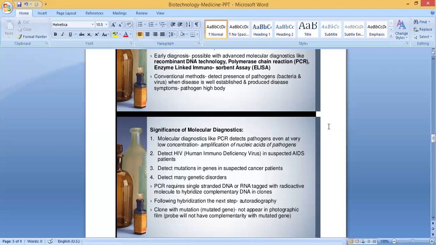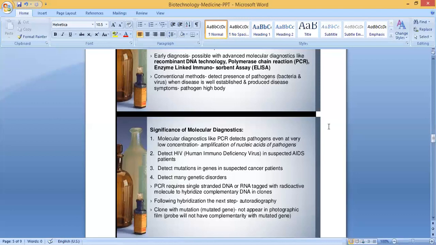Autoradiography has many applications in the laboratory. So after hybridization, the next step is autoradiography, a technique using X-ray film to visualize molecules or fragments of molecules that have been radioactively labeled. The next, a clone with a mutated gene does not appear on the photographic film, because the probe will not have complementarity with the mutated gene.